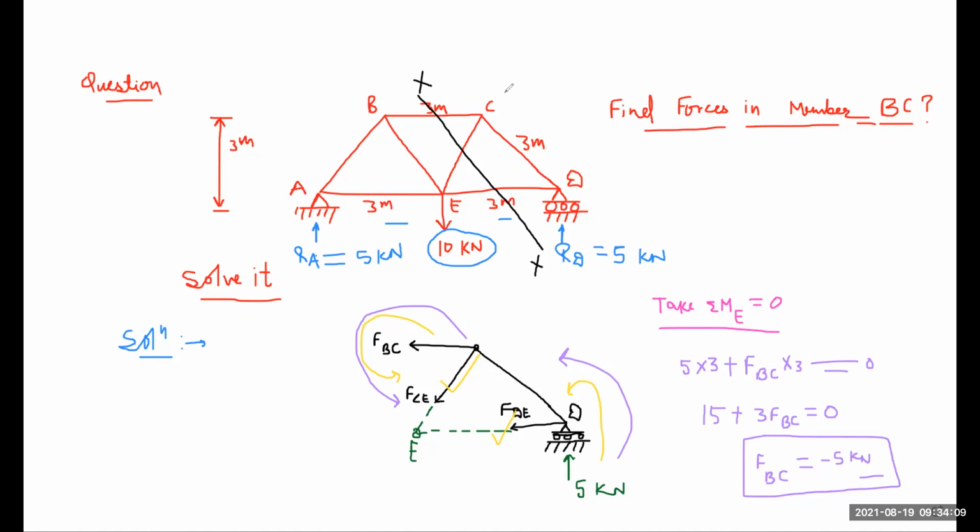So this is the correct force direction. So this is force in BC, and here I am writing force in BC is minus 5 kilonewton compressive. So C stands for compressive. So this is all about your method of section.